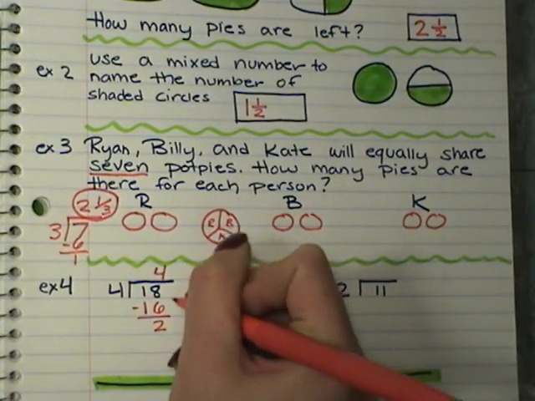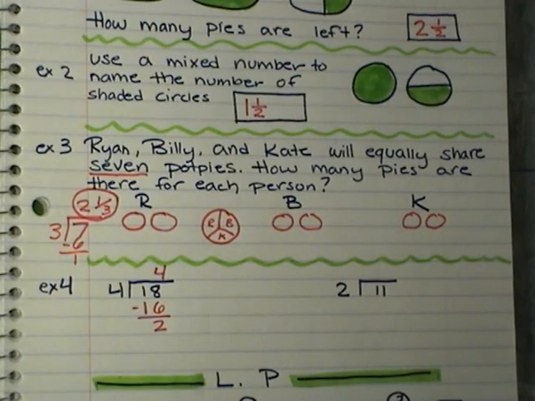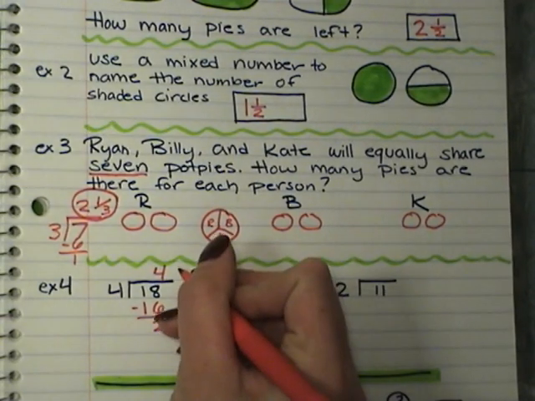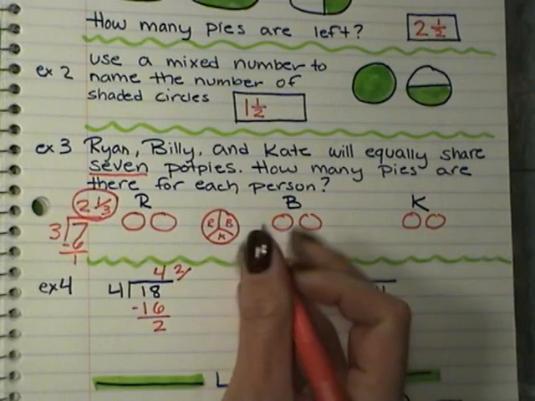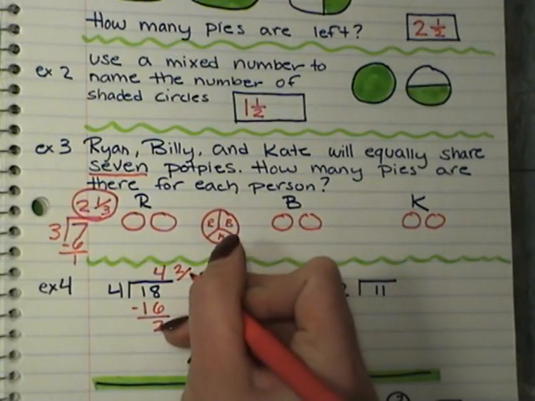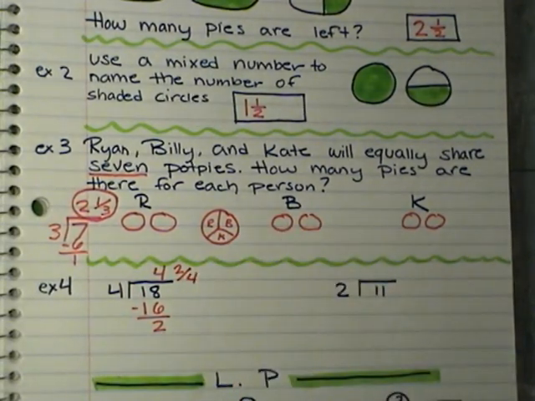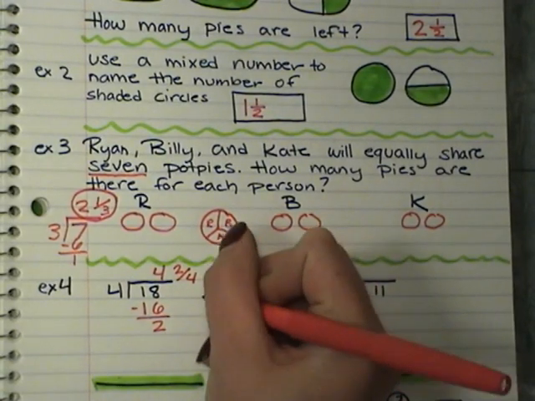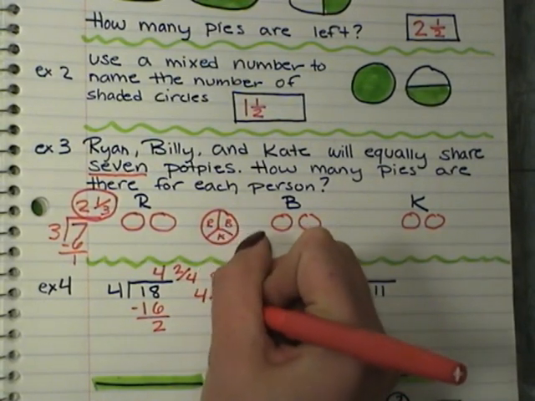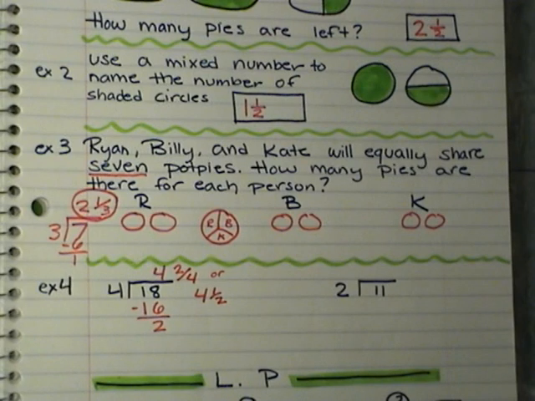Now I have nothing left to bring down, so I know that 2 is my remainder, but what we're learning here is how to turn that remainder into a fraction. So I take my remainder, which is 2, and I put it over my divisor, which is 4. So my answer is then 4 2/4. And you know that 2/4 can also be 1/2. So if you want to write 4 1/2, that's the same answer too.